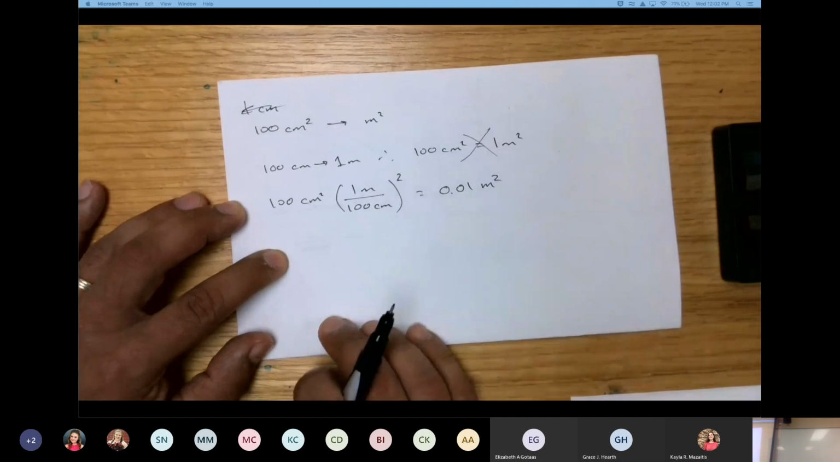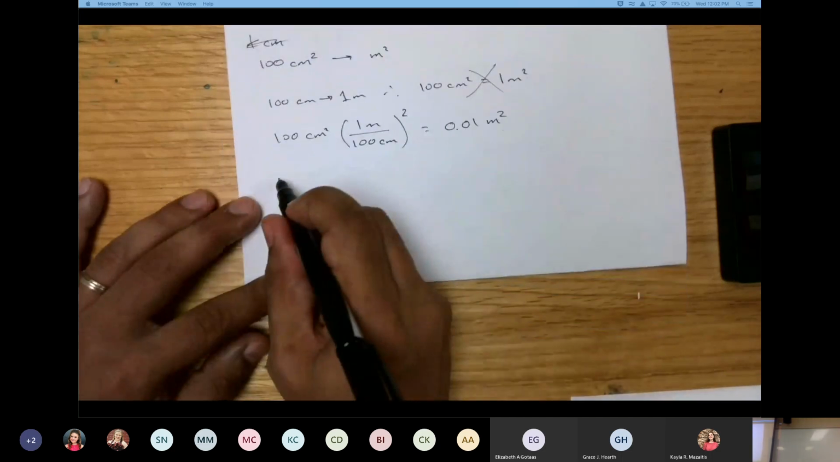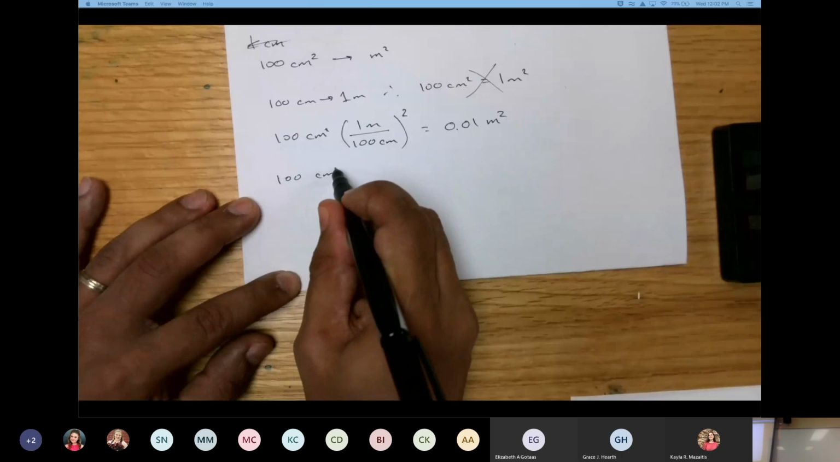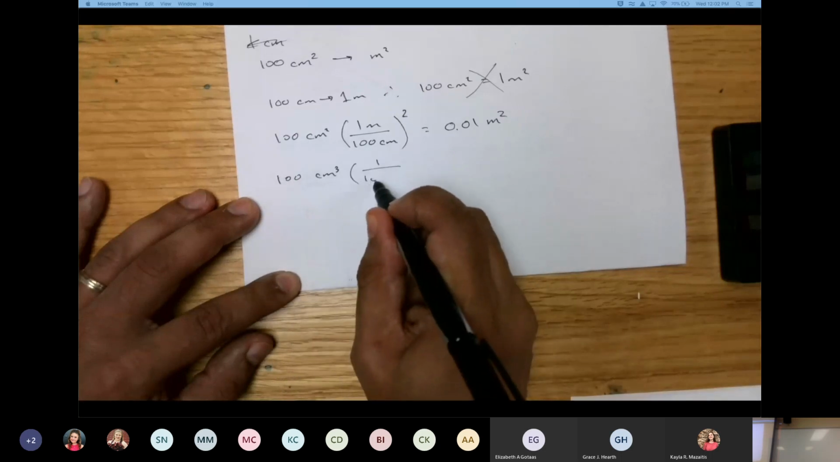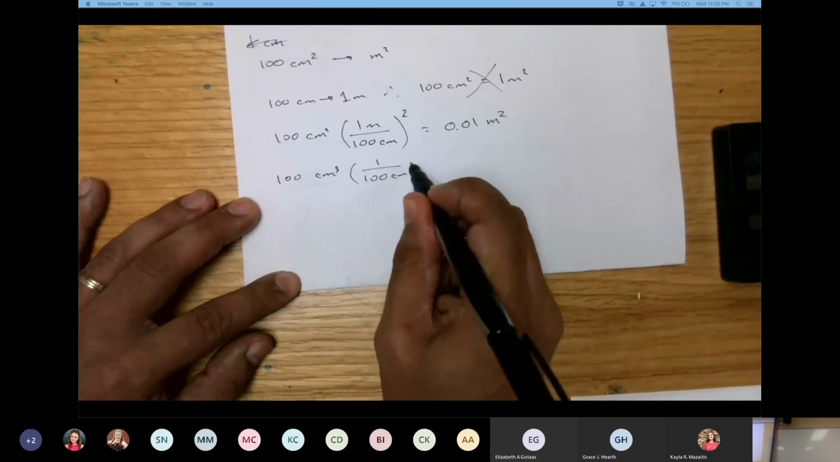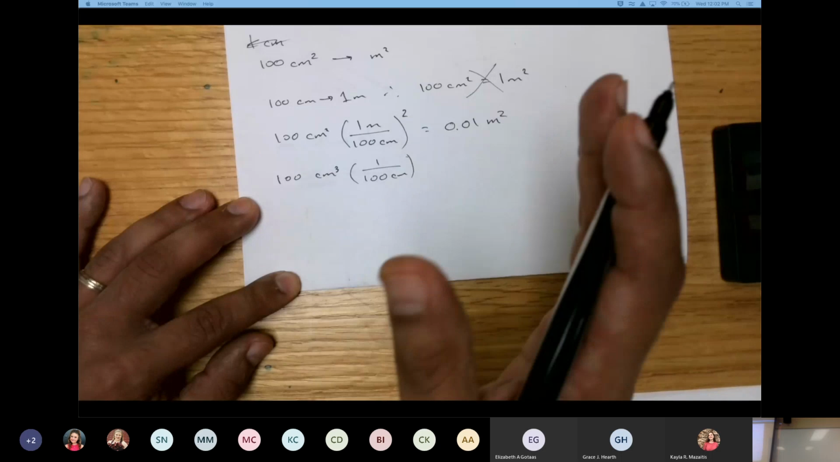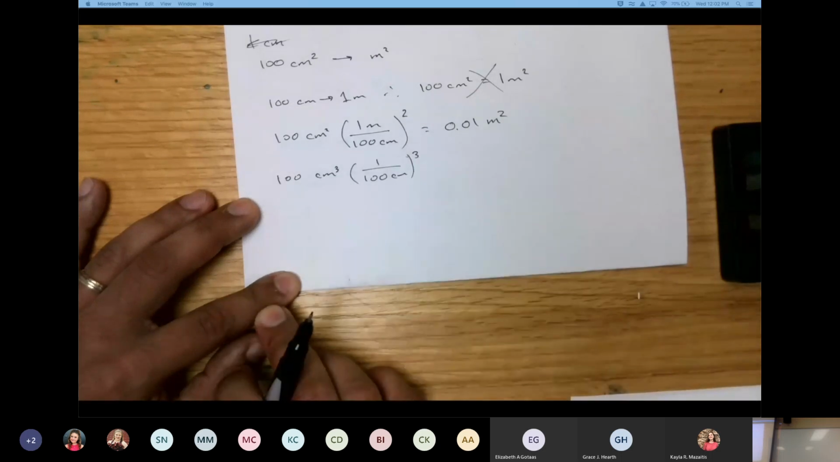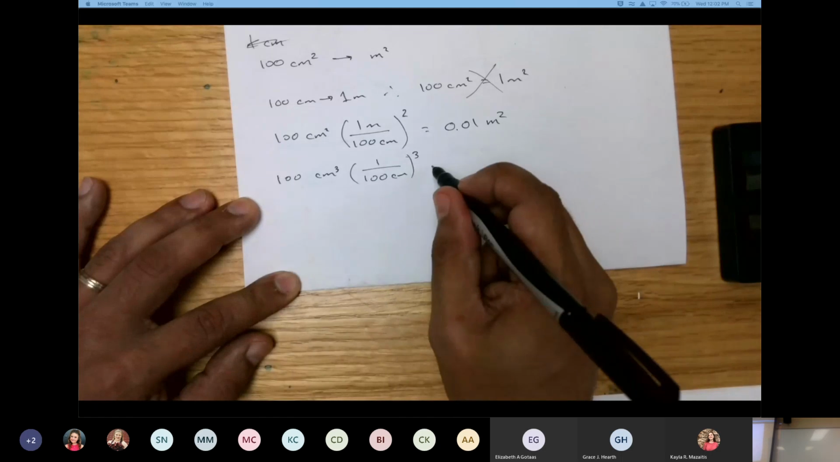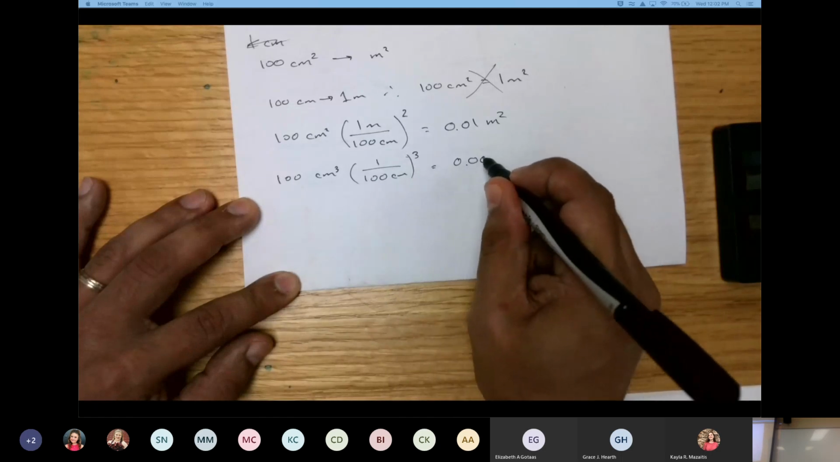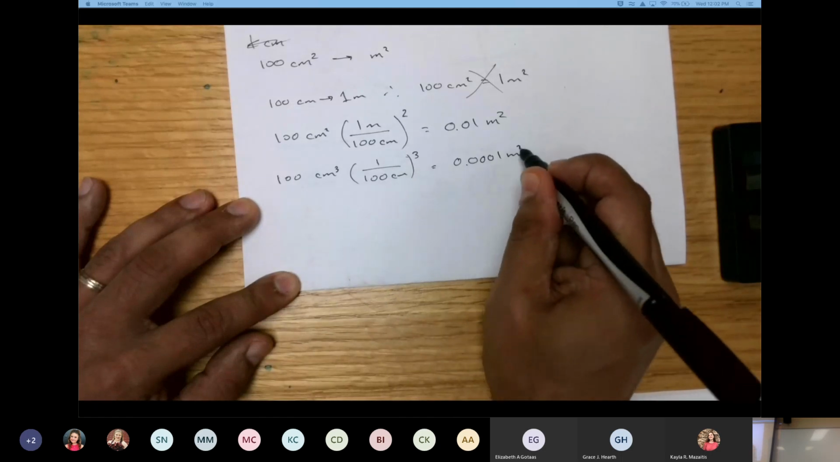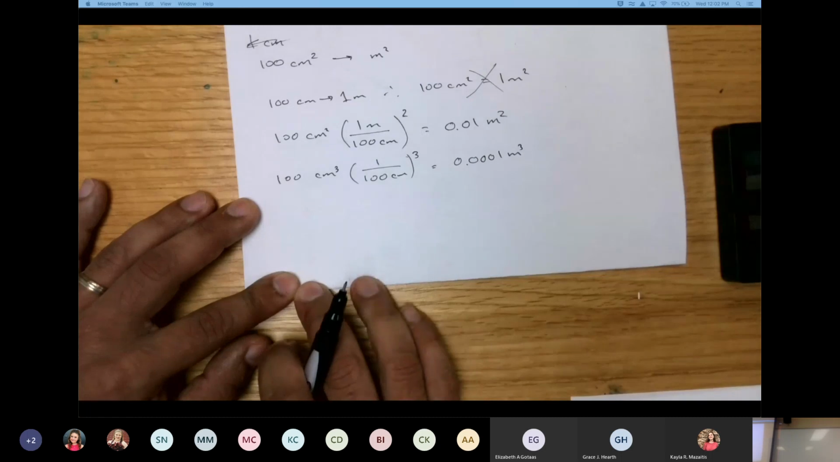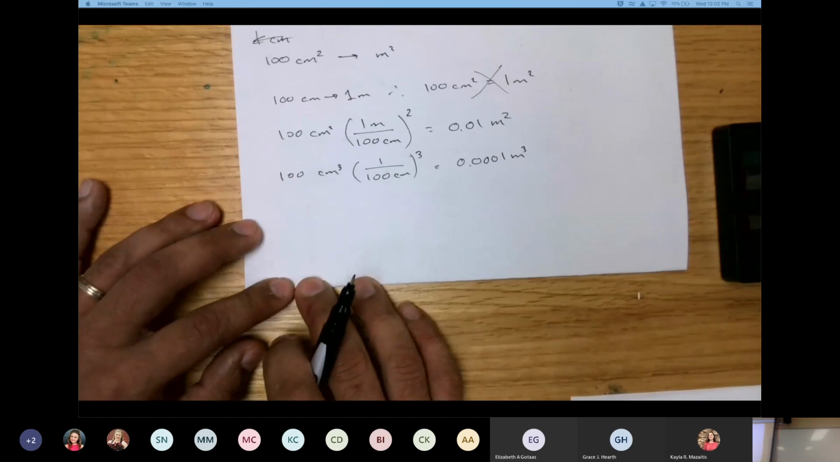If I were to have 100 centimeter cube, same thing, I will have 100 centimeter. That's my conversion, but because now I have cube, this has to be cube too. Okay, so this will be 0.0001 cubic meter. Same thing happened with pounds per cubic feet.